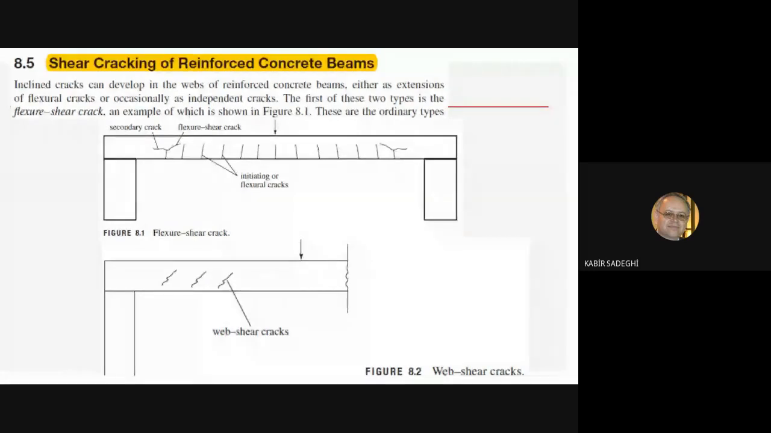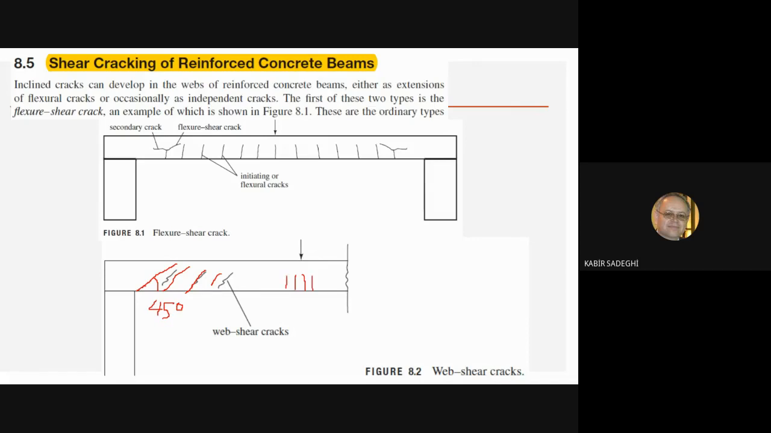In this slide, we see the shear cracking. I told you that at the support shear is important. The shear cracks have 45 degrees with the longitudinal axis of the beam, and these are 45 degrees. But at middle span, they are vertical. These are the cracks.